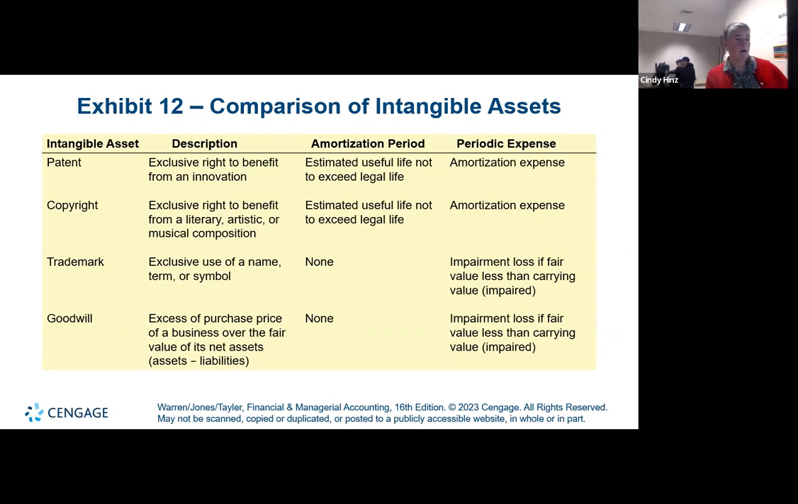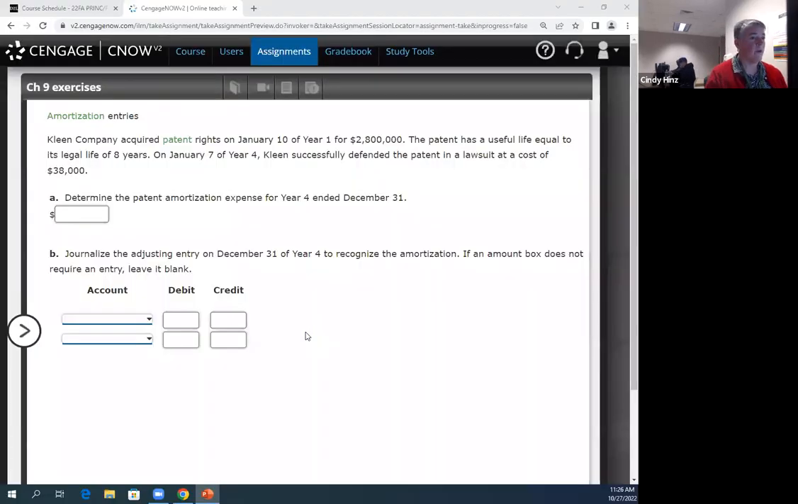Any questions about what we've talked about up to this point before we go to our next exercise? Okay. Next exercise, exercise 9, amortization entries.